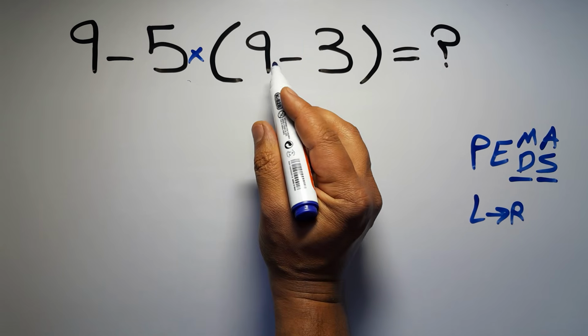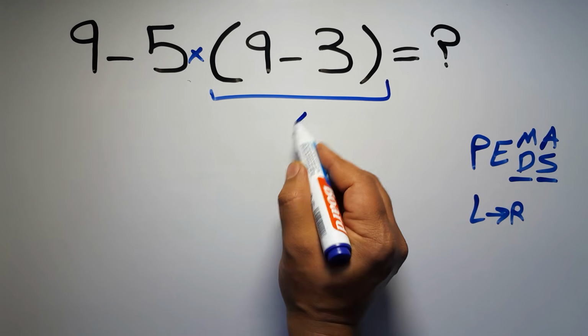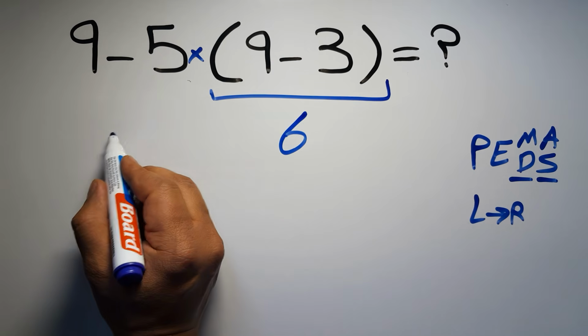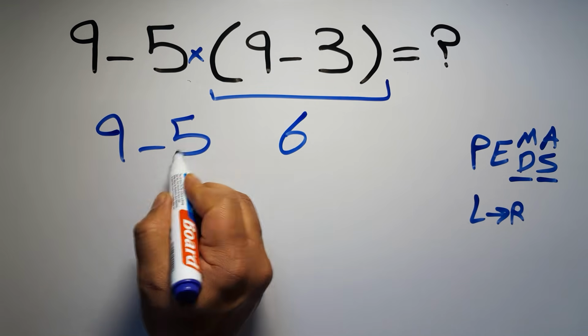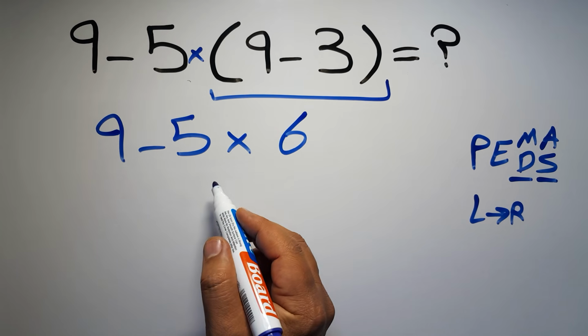Inside this parenthesis we have 9 minus 3, which equals 6. So 9 minus 5 times 6. Now we have one subtraction and one multiplication.